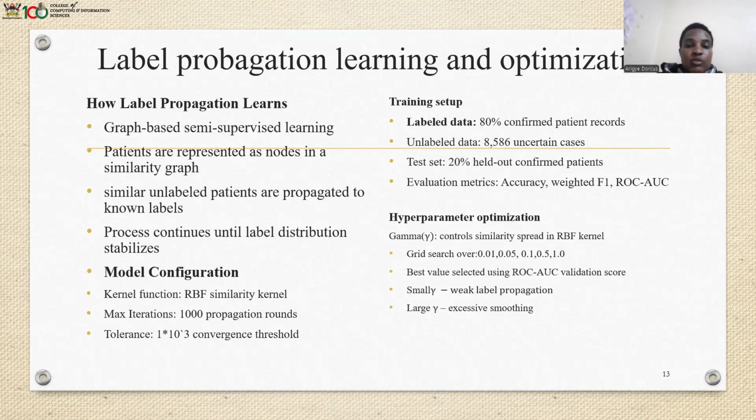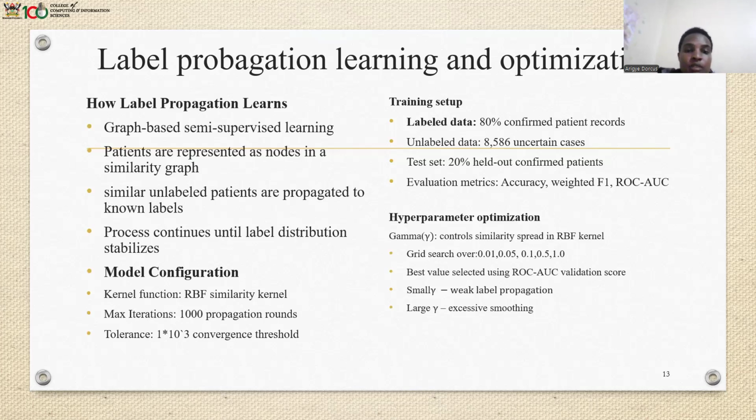On the optimization side, we had to tune the hyperparameters. The kernel: as I mentioned, we chose the RBF kernel over the simpler k-nearest neighbors approach because it captures the continuous nature of the immune decline much better. Then we go to the max iterations. These are just safety stops. We set a maximum of 1,000 propagation rounds, but the algorithm is told to stop early if the label values stop changing by more than 0.001. In practice, it converges much faster.